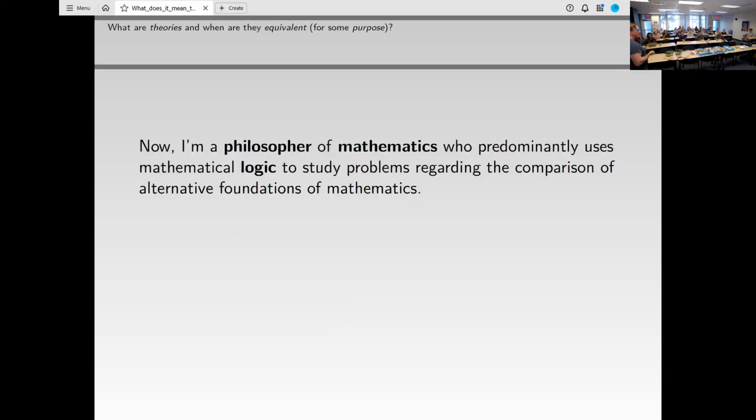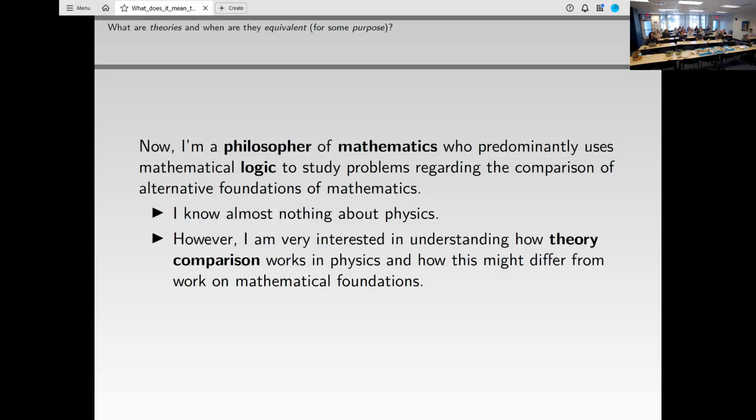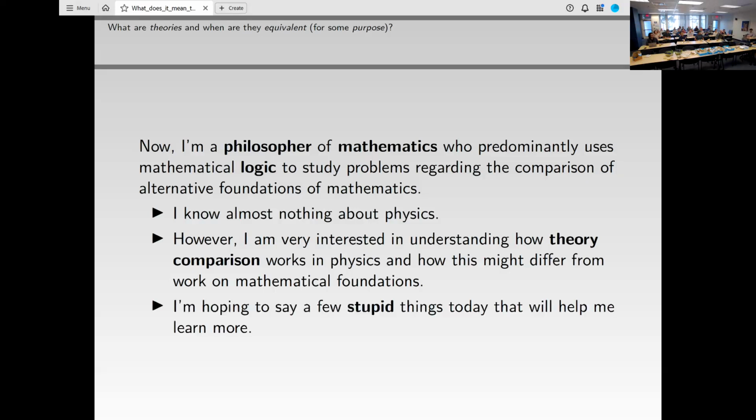So first of all, why am I here? I'm a philosopher of mathematics who predominantly works with mathematical logic to study problems regarding theory comparison with alternative foundations of mathematics. So I know almost nothing about physics. However, I am very interested in understanding how theory comparison works in physics and how it might differ from working in foundations of mathematics. I think there are some interesting differences. I'm hoping also to say a few stupid things in the hope that this will help me learn more. I'm going to stick my neck out a little bit and see if this can help me learn more.